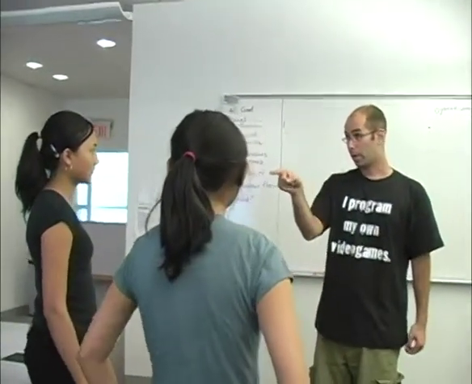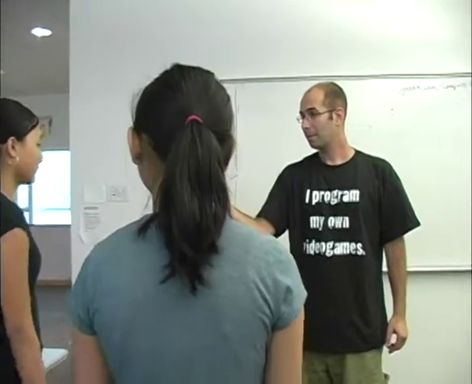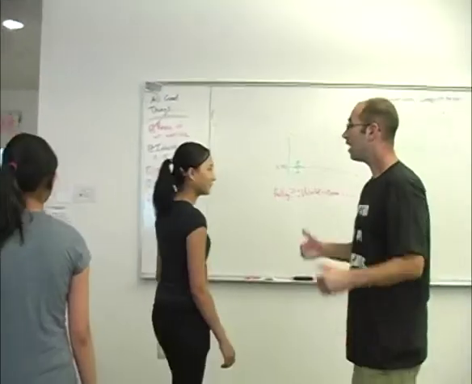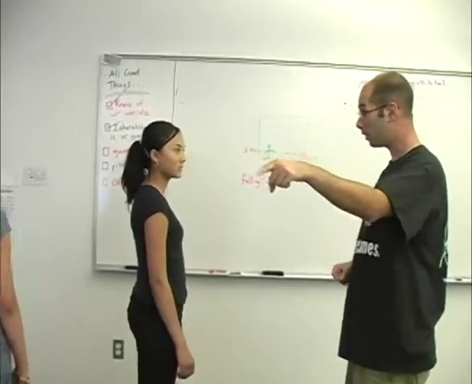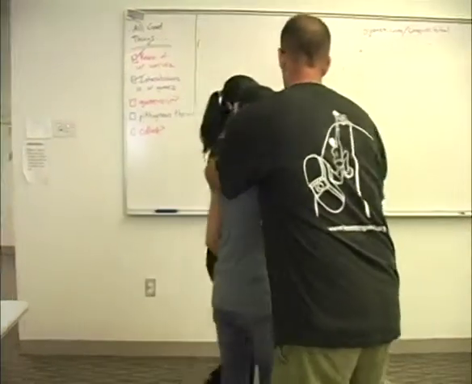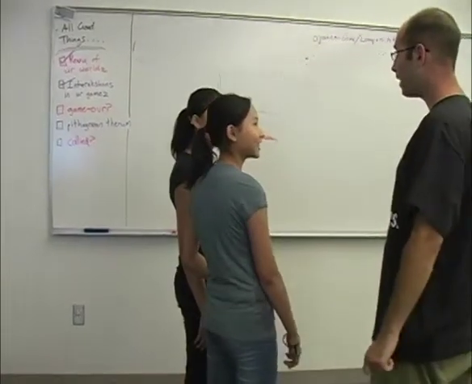We're going to act out your code. So you're going to start walking this way. And you're going to start walking this way. If you two touch each other, according to their code, do you move? Oh, you touch. Freeze. That's exactly what's happening in your game.